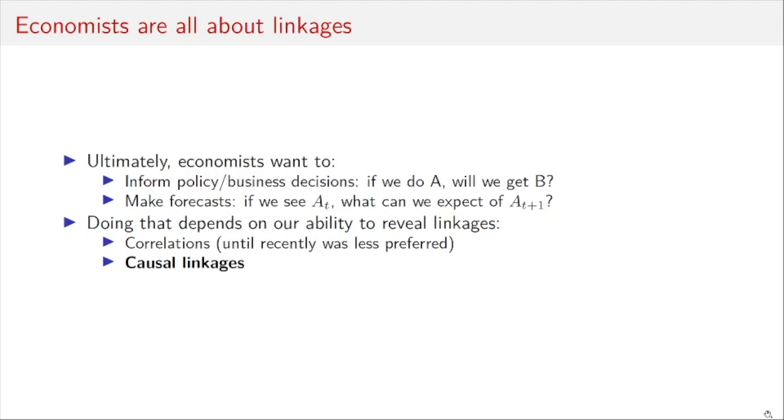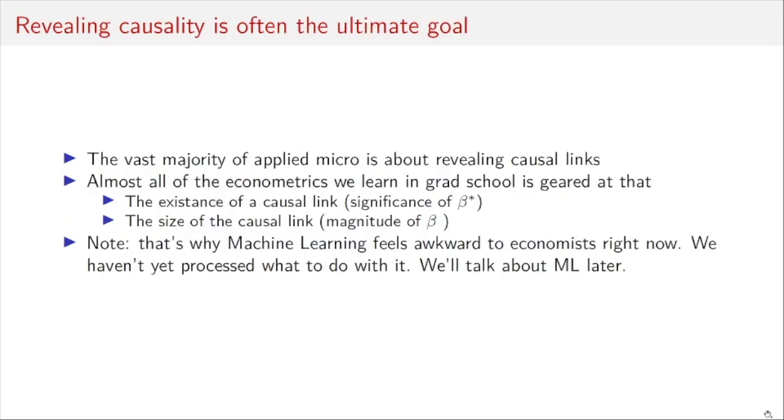Those linkages can be thought of as correlations or as causal linkages. And ultimately, the holy grail for us is to reveal the causal linkages. Revealing causality is often the ultimate goal for us, and the vast majority of applied micro is about revealing these causal links. Most of the econometrics that we've learned in grad school are geared towards that, either just to showing that a causal link exists with a significant beta, or trying to measure the size of that causal link, looking at the magnitude of beta.